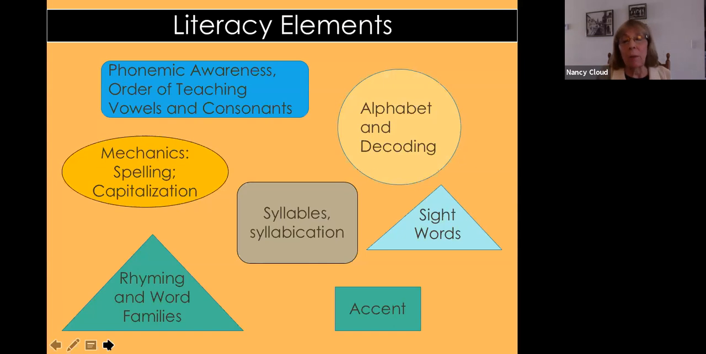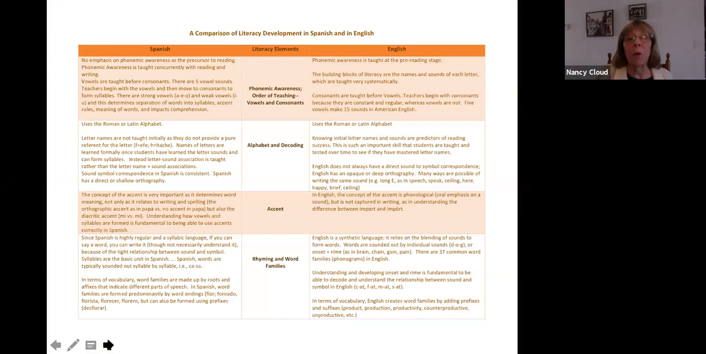And so these are all the elements we could look at across the languages. How does rhyming work? How does accent work? How do syllables work? How does sight work? Or is there such a thing as sight word? And so what we've loaded for you in the Resource Center, I took a chart that was developed by others, including NABE, National Association for Bilingual Education, and expanded upon it. And we created what you see in the middle of these literacy elements. Then we tell you how things work between Spanish and English. So this is like a summary chart for you, but this is what needs to be in your head.